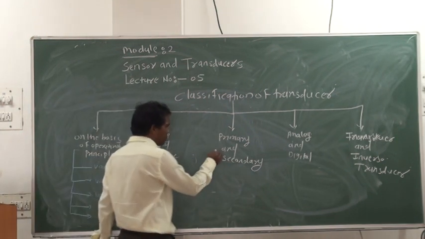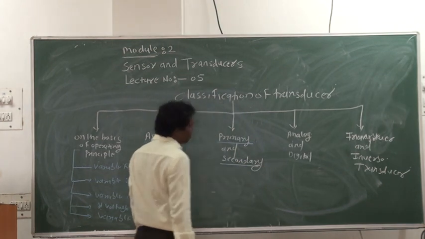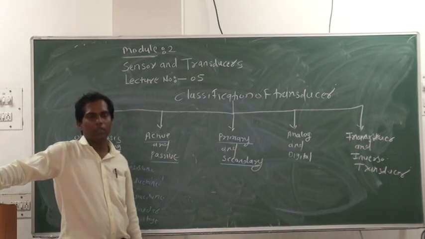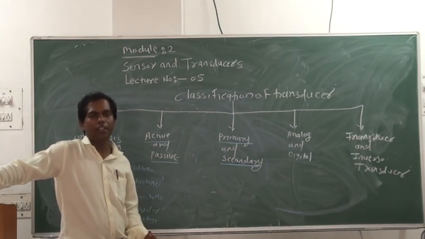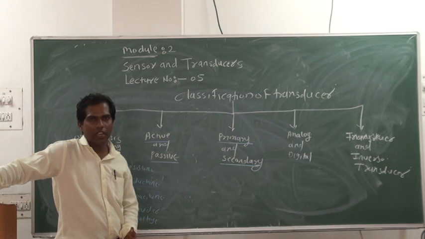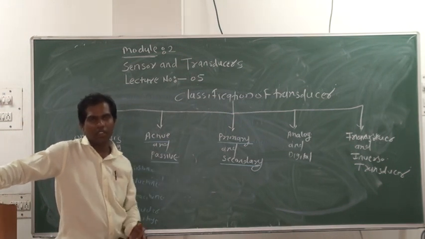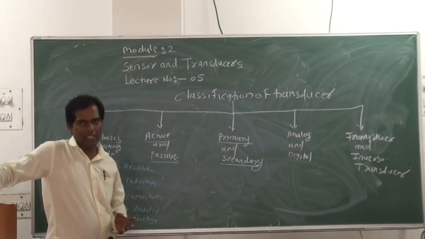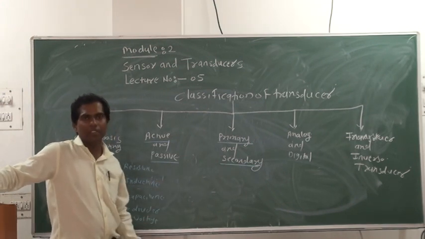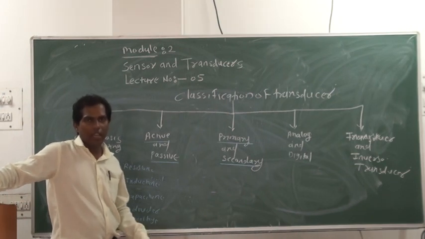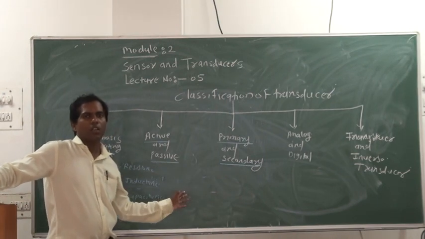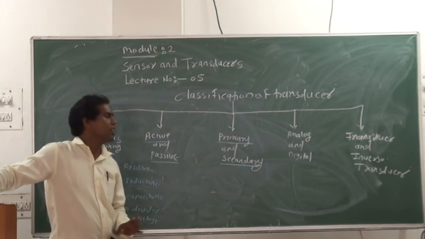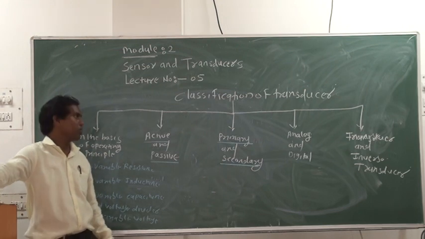Then primary and secondary transducer. The primary transducer, which converts any physical quantity, one form of energy, into electrical signal, that is called primary transducer. Secondary transducer, which converts any electrical signal into mechanical movement or mechanical energy, that is called your secondary transducer.